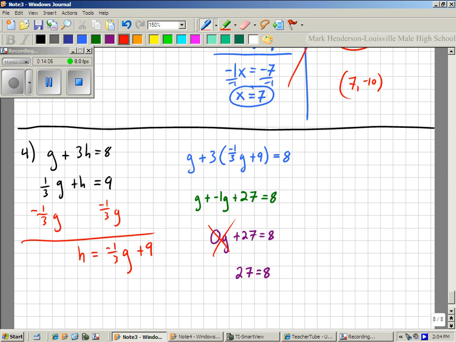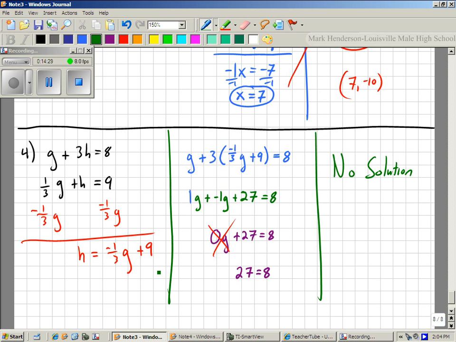So, remember this is 1 here. Is that ever true? So how many solutions does this have? How do we say that? We say no solution. So if it ever happens to where it cancels out like this, then there's no solutions. Because see, 27 can't ever equal 8. That doesn't even make sense.